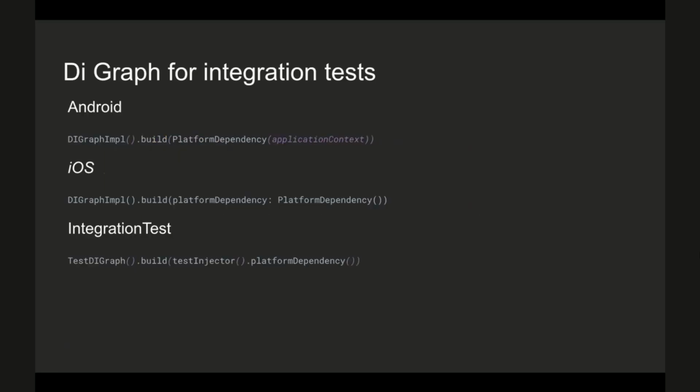So how do you instantiate a DI graph? For example, based on your scenario, in Android you instantiate the production one, given a platform dependency with the application context. In iOS, it's similar, but you don't need the application context. And then you need to have a common way in the integration test to be able to instantiate both. So for the integration test, we use a test DI graph, but we ask the test injector to give us the platform dependency.